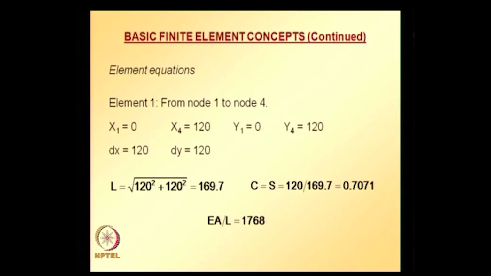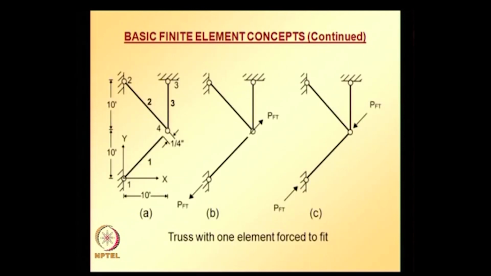EA over L is also calculated based on the material property, Young's modulus, and the cross-sectional area of the member is given. So once we know the length, we can calculate that quantity. So this is for element 1, which is going from node 1 to node 4. To have a better idea, let us go back to the figure. In figure A, element 1 is connecting nodes 1 to 4. Just now we calculated the corresponding direction cosine values for that element.